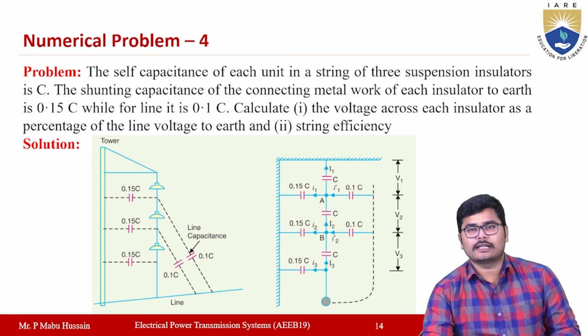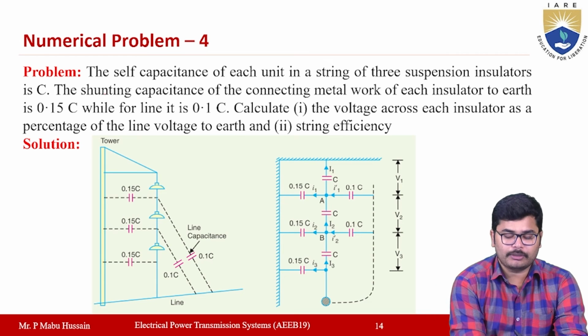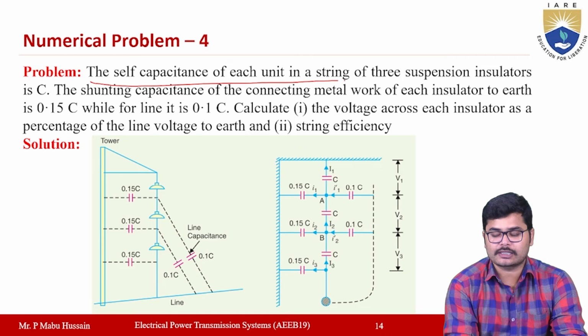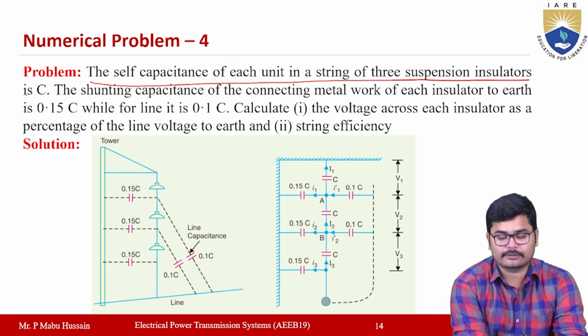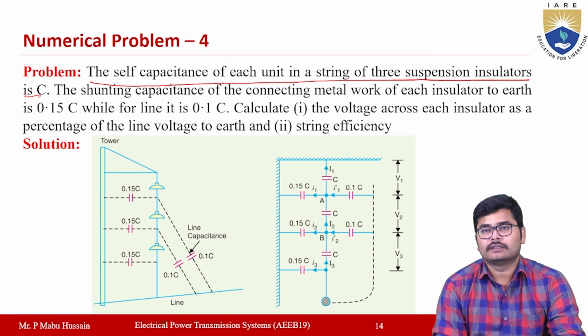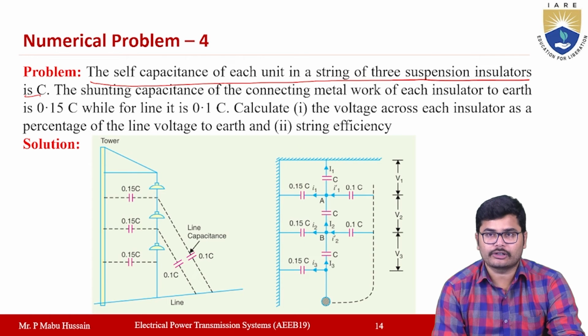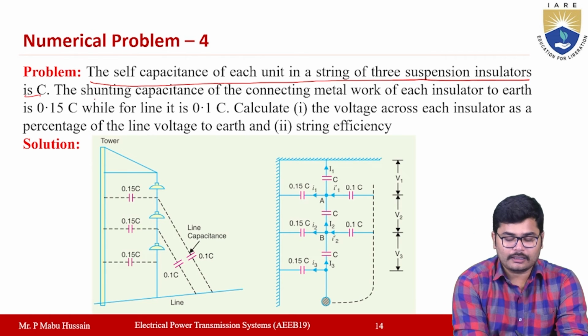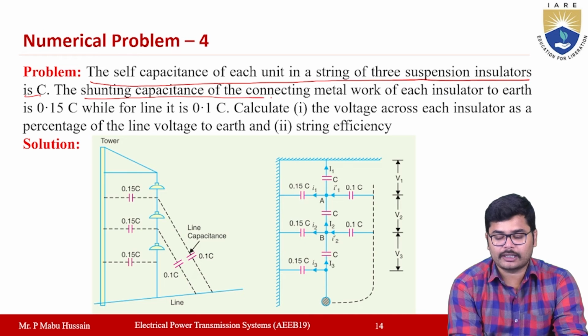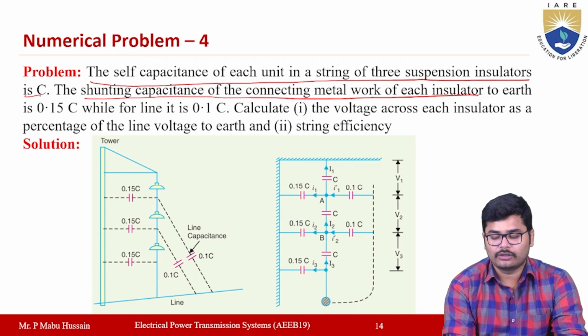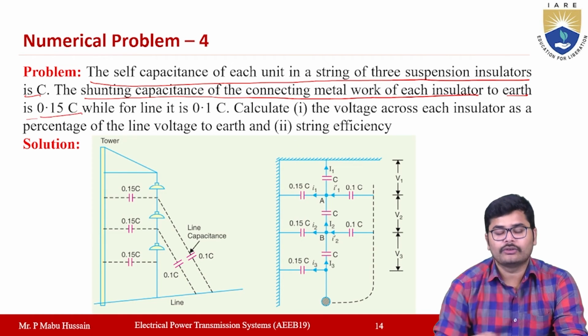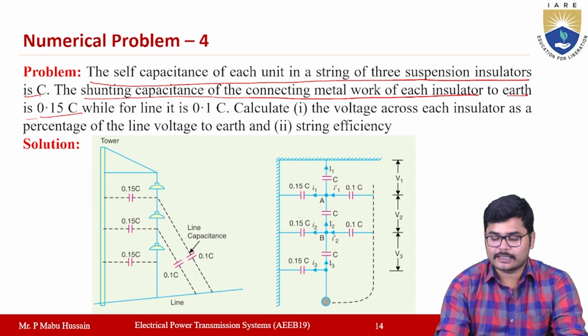Then let us see another problem. In this problem, the self capacitance of each unit in the string of 3 suspension insulators is C. So they are given that the self capacitance of each insulator disk will be C, and the shunting capacitance of the connecting metalwork of each insulator to earth will be 0.15. So here they are saying you have 3 insulators, and each insulator has some capacitance, which will be C.